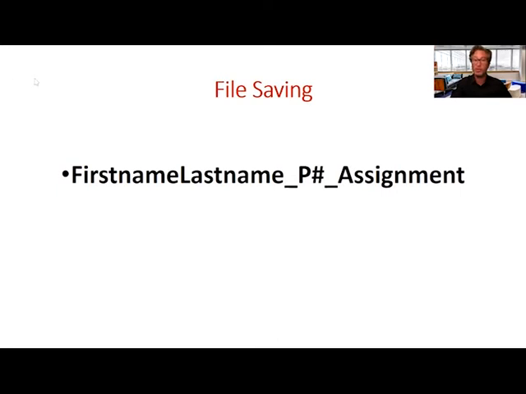So the format that I want you to follow is first name, last name. The first letter of each has to be capitalized. This is because sometimes a last name can sound like a first name, or we want to know where one name ends and the other begins. So it will make that distinction. We want to put your period number because you may have somebody with a similar name in a different class. So this will make that distinct. And then the assignment, just be specific, and it could be all one word. So for example, Evan Schwartz, period two, moon survival. That way we all know who it's from and what we're getting.